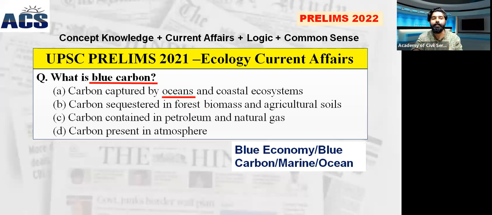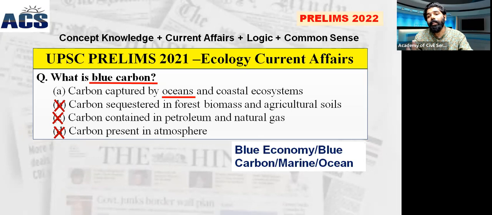While you read the options, option A mentions carbon captured by the ocean and the coastal ecosystem. That means you understood that blue is somewhat related to ocean or marine, and I think option A will be right. Then we read option B, carbon sequestered in forest, biomass and agriculture soil. We cannot confirm; there is no word of oceans or marine, so we'll eliminate. Then option C, carbon contained in petroleum, natural gas, is also not right. Carbon present in the atmosphere also we cannot consider.